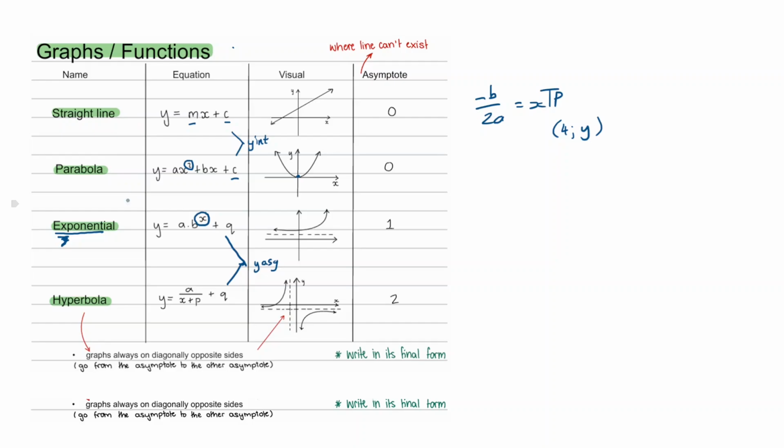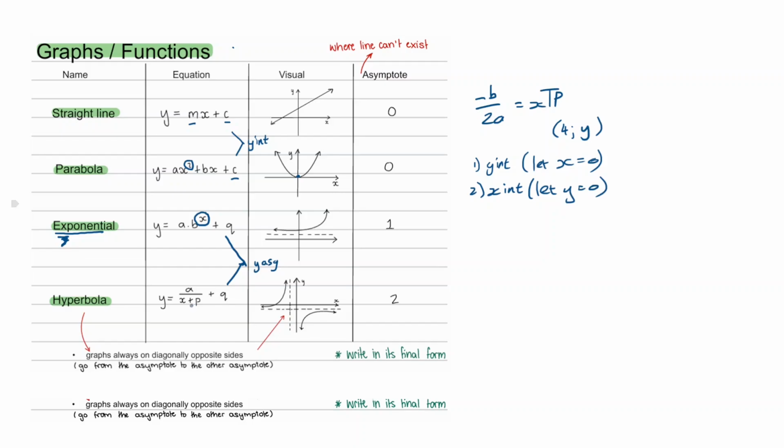And then for all of these graphs, if I ever need a y-intercept, I just let x be 0. If I need an x-intercept, I let y be 0. So keep coming back to the basics for all these graphs.